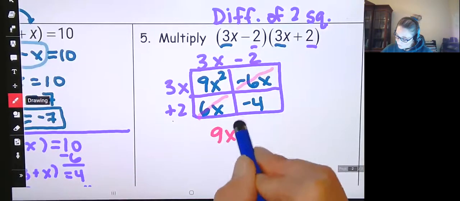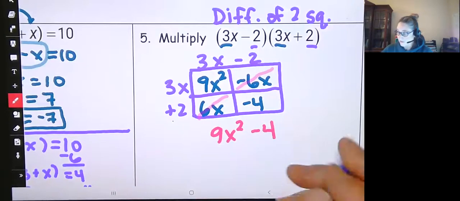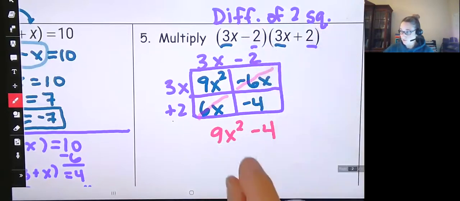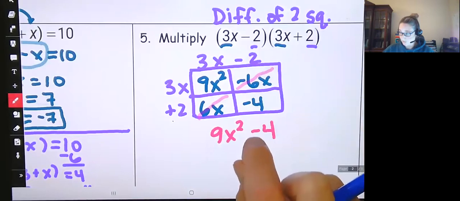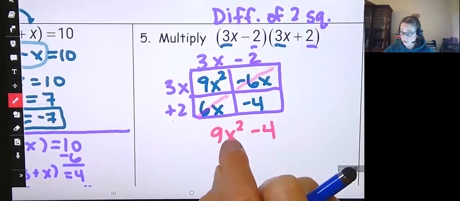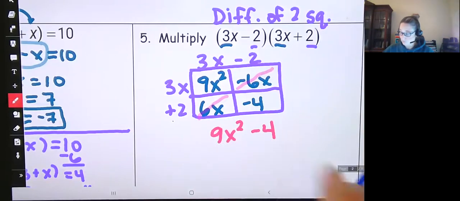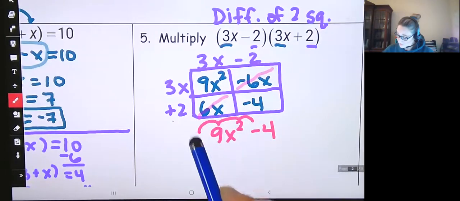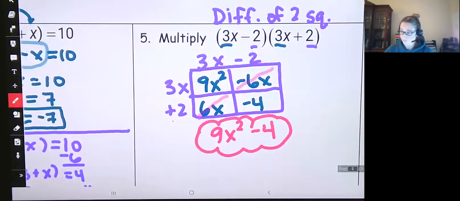9x squared minus 4. So the reason we call it the difference of two squares, difference means subtract. We're subtracting two squares. This is 3x being squared. This is 2 being squared. But this is your answer. Okay, 9x squared minus 4.